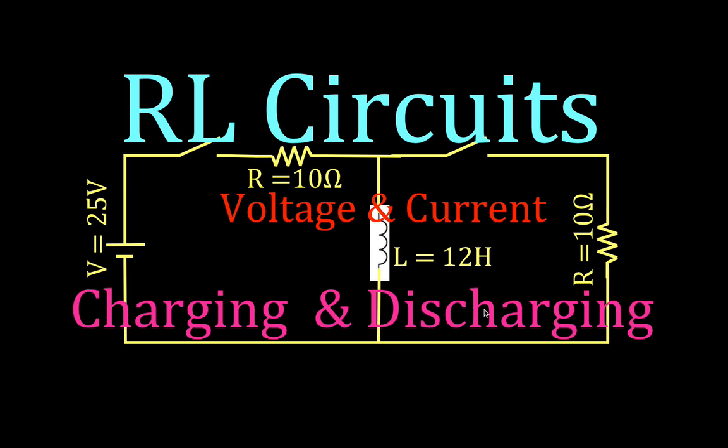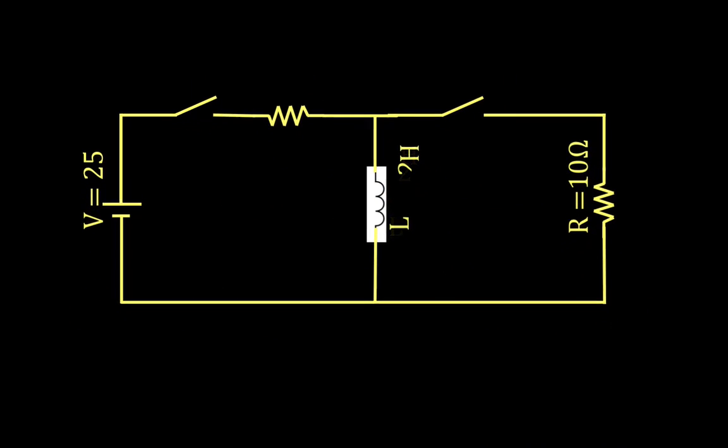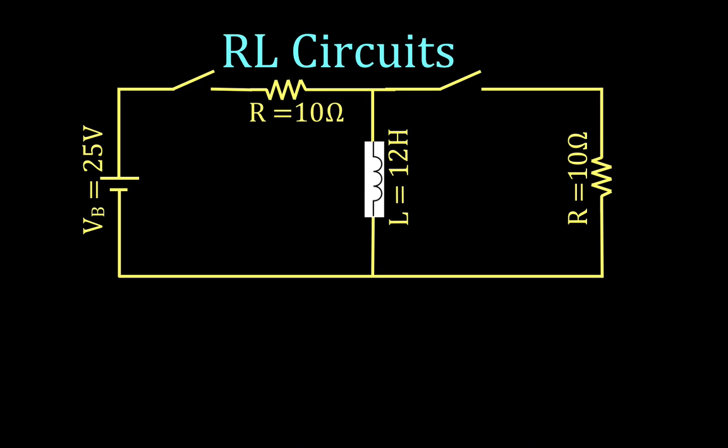of this video. And what we're going to do is we're going to talk about charging and discharging the RL circuit. We're going to charge the circuit through this branch where we have a 10 ohm resistor, a 12 Henry inductor, and a 25 volt battery. And then we're going to discharge the energy that's stored in the magnetic field inside that inductor through this 10 ohm resistor, which in the previous video was a light bulb.